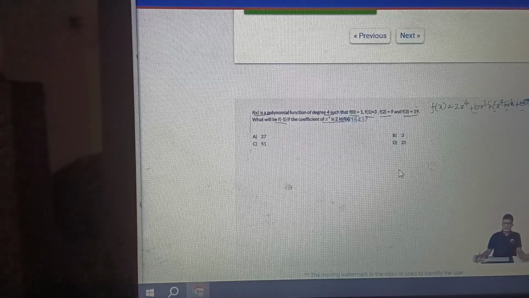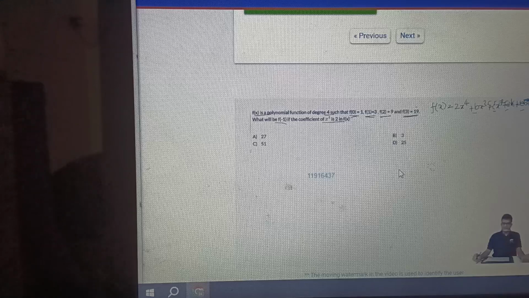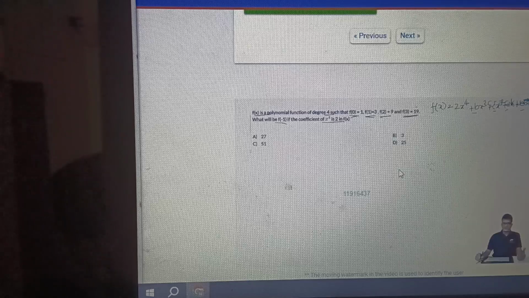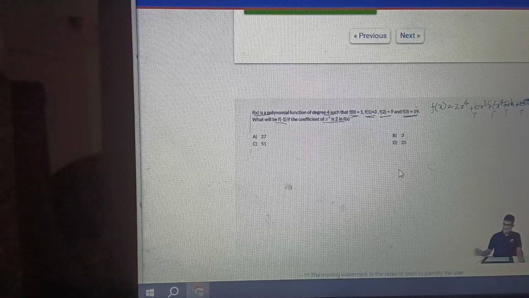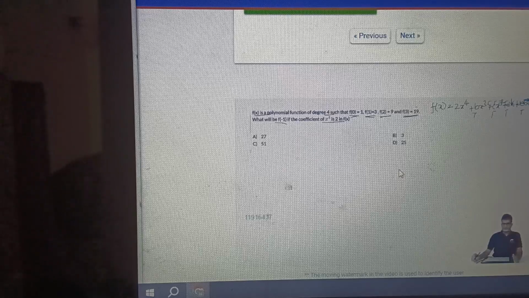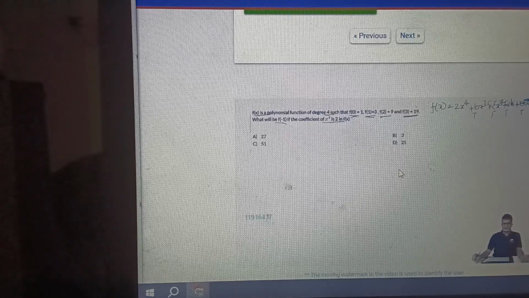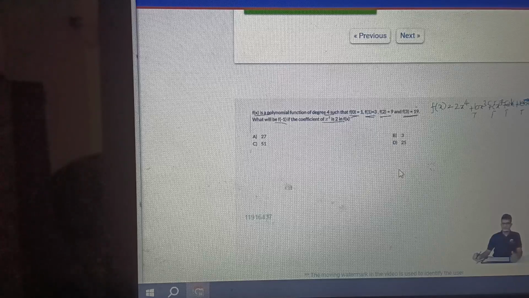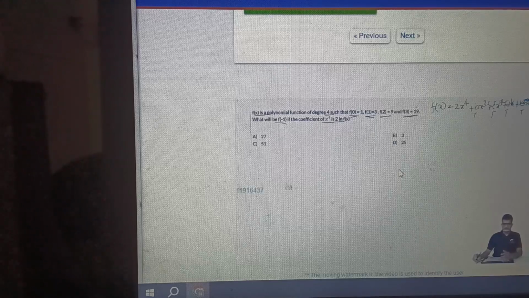We have been given 4 equations. We are told that f of 0 is equal to 1, f of 1 is equal to 3, f of 2 is equal to 9 and f of 3 is equal to 19. Using these 4 equations, if you substitute the value of x to be each one of these 4 values, you will get 4 equations. Using those 4 equations, we will calculate the value of b, c, d and e. And then we will substitute the value of x to be equal to minus 1 to calculate the value of f of minus 1. This is one way of approaching it, which is what we are going to do.